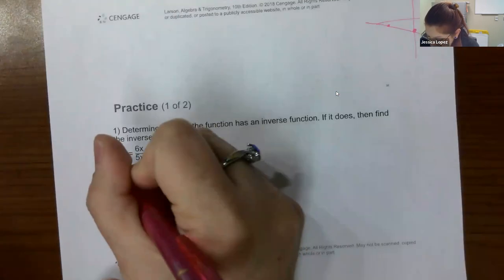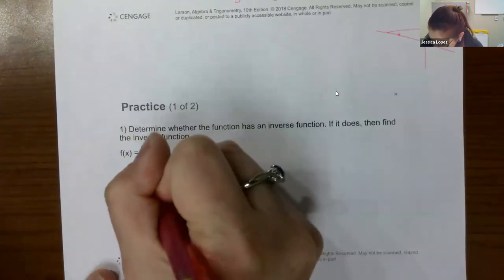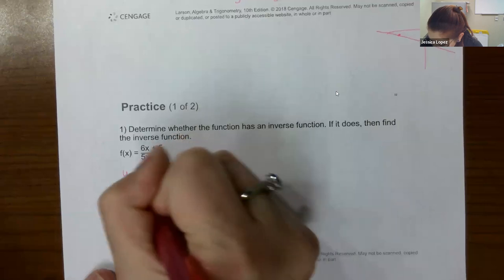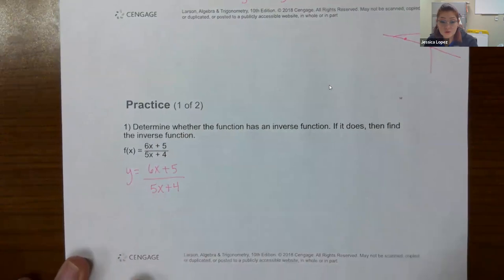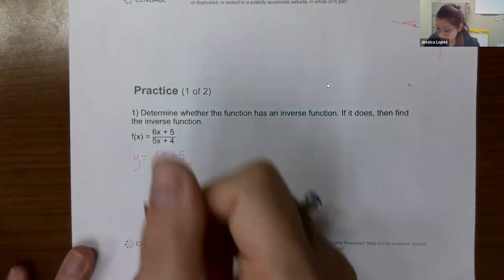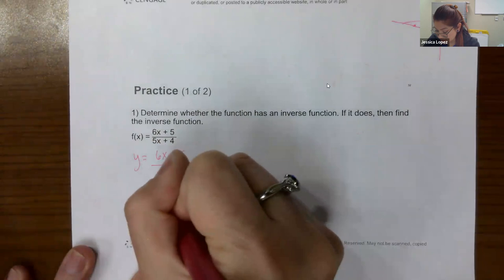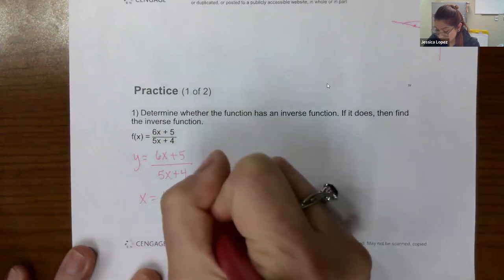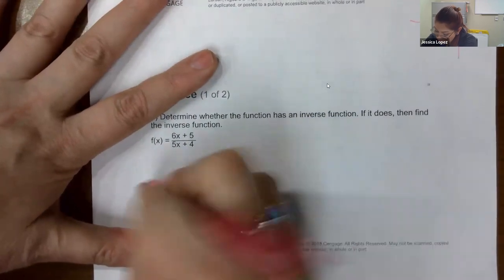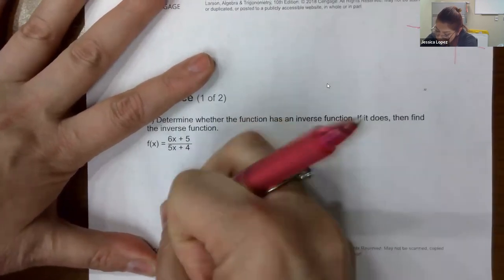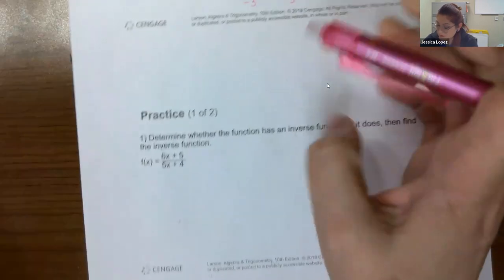So we're going to change this to y. And then we're going to interchange the x's and y's. So this becomes x and this becomes y. No, it just doesn't have, it's not one-to-one. So I'm gonna leave what I had up there. I'm gonna pause this. No, I'm not gonna pause it.